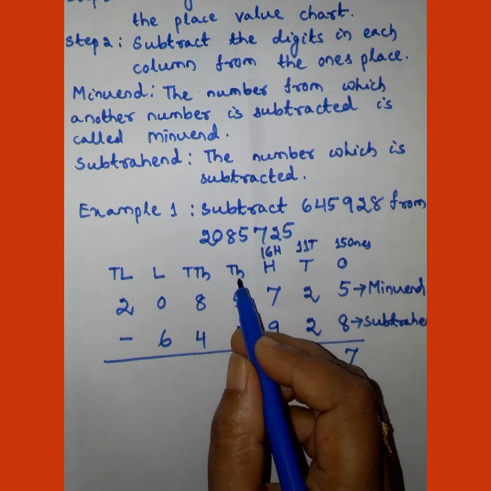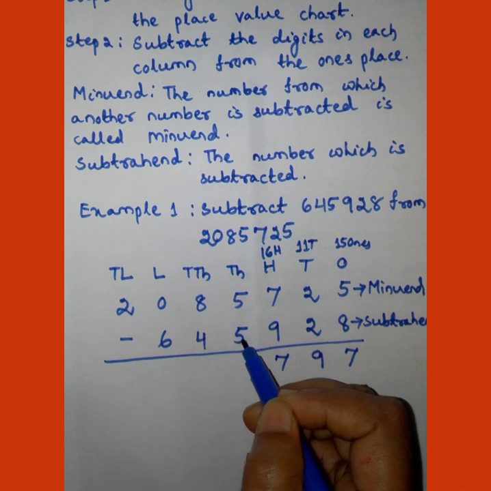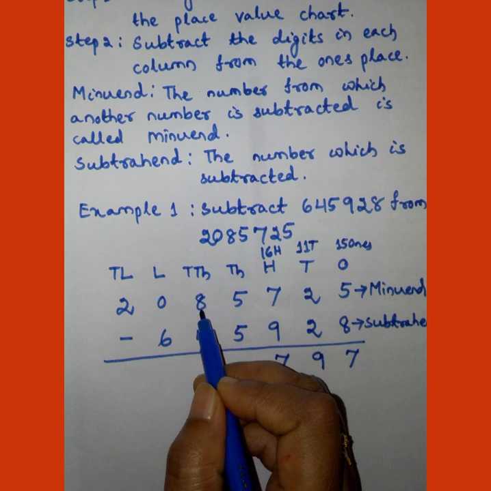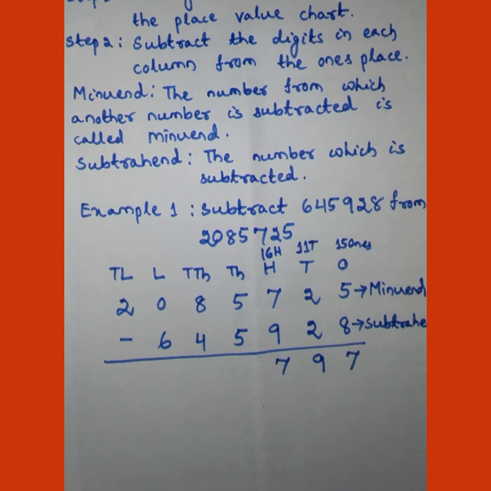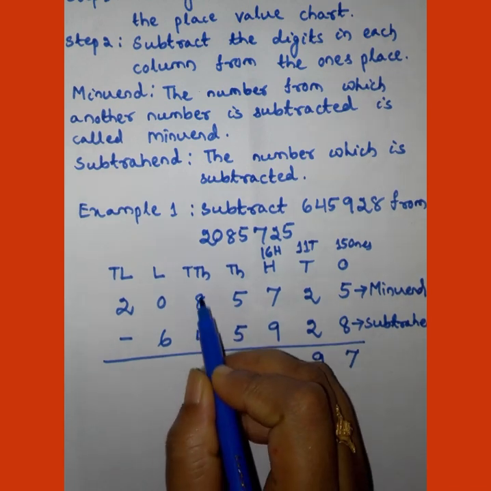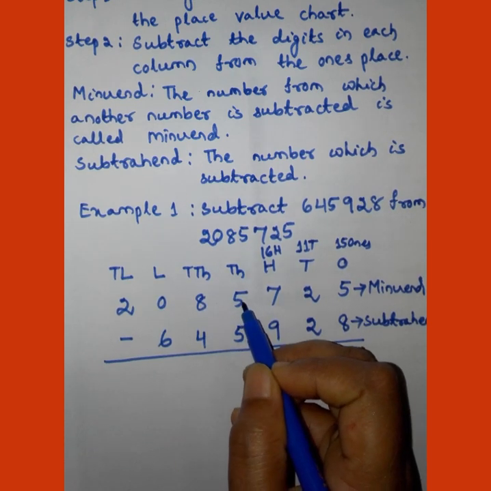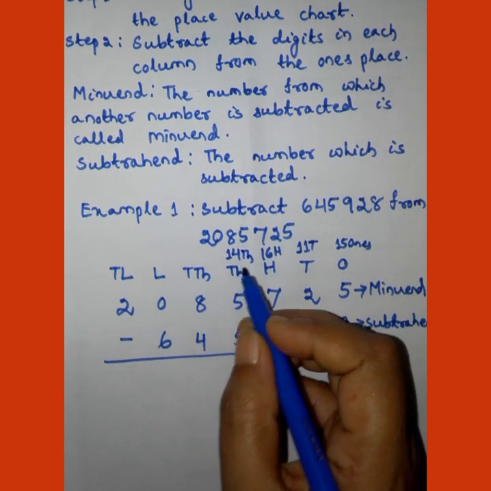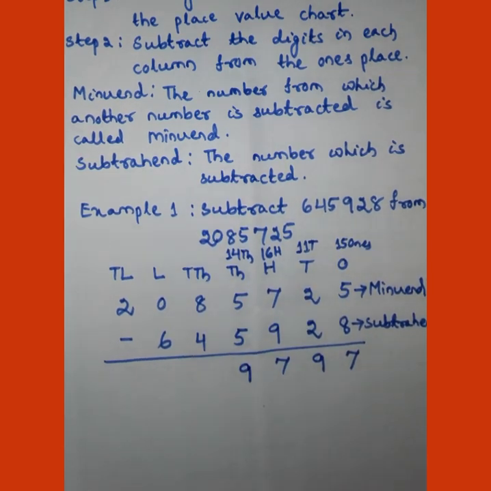Then here is 4000 and we have to subtract 5000. That's why we have to borrow from the 10,000s place. Then borrow 1 10,000. 1 10,000 equal to 10,000. Here it is 10,000s and here 4,000s. That's why 14,000. Then subtract 9,000 from 14,000. It is 5,000.